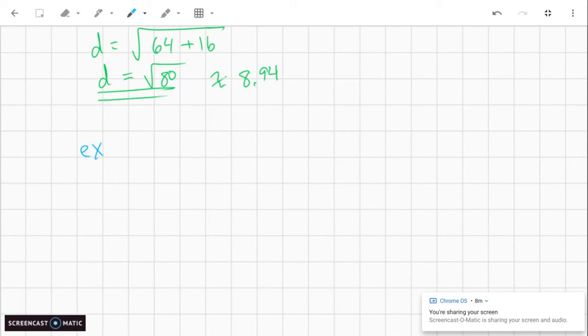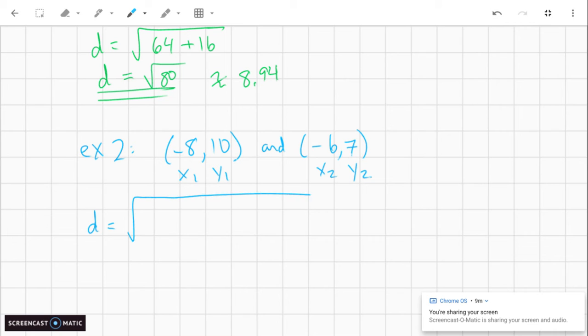My E is not showing up. Example 2 is we have 2 points. We have (-8, 10), and then we have (-6, 7). And so I want to do this again. So I'm going to say, remember, x1, y1, x2, y2. Our first problem was easy because there were no negatives. Now it's still going to be the same process, but we have to be careful with our negatives now.